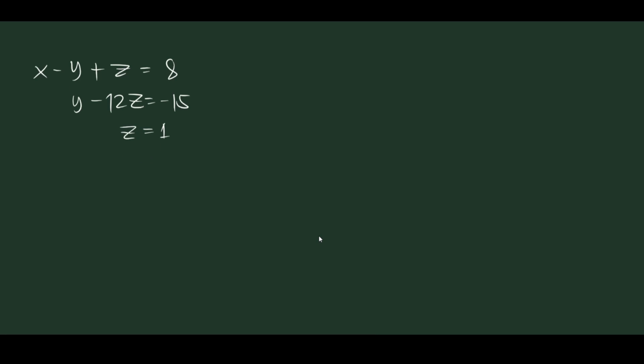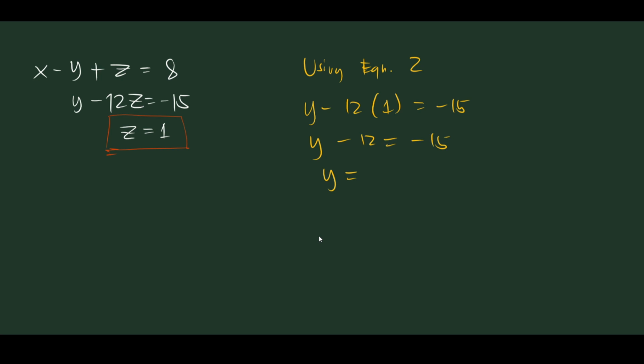Very awesome indeed. So after that, how are we going to find x, y, and z? We simply back substitute, okay? We now have our value for z right here in the last equation, z is equal to 1. So we're going to find y using equation 2. Let's substitute z is equal to 1 to equation 2. So y minus 12 times z, which is equal to 1, is equal to negative 15. So y is equal to negative 15, adding 12 to both sides, and y is equal to negative 3.